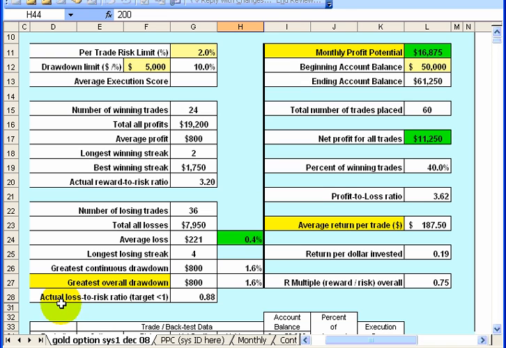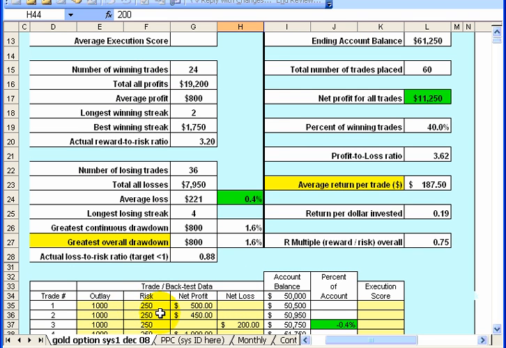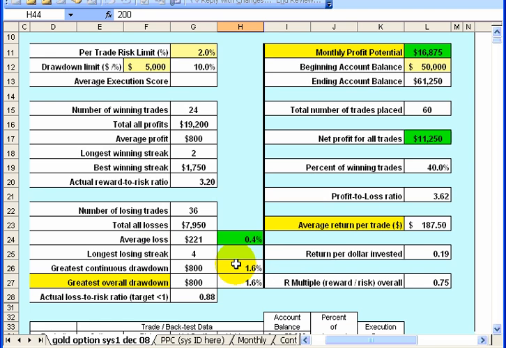Now, this right here is also another key metric, actual loss to risk ratio, and that's comparing the actual losses versus what you were risking. So long as this is less than 1, that means that you're keeping your losses within your intended risk on average. And again, that's a crucial one. Okay, so that's the winners and losers. Over here is where it really gets good.